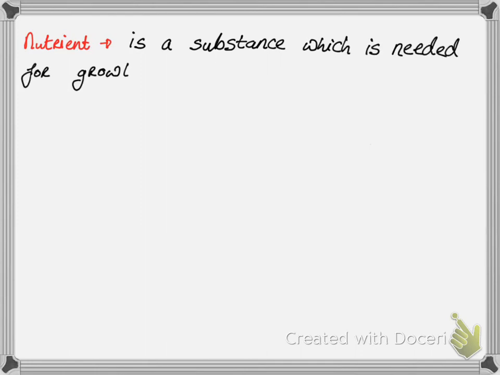Today we are going to talk about biological molecules. So, first of all, we need to define what a nutrient is. A nutrient is a substance which is needed for growth, repair, and metabolism. Metabolism meaning all the chemical reactions occurring in a body.